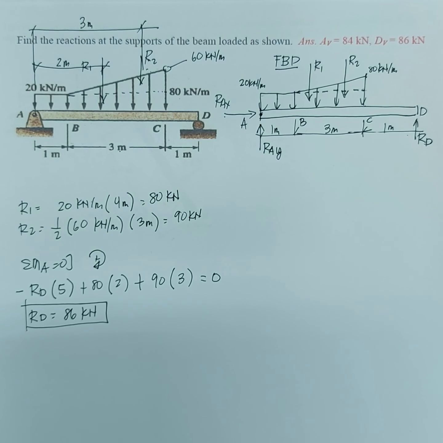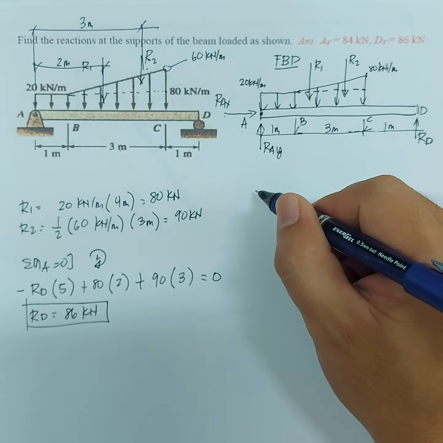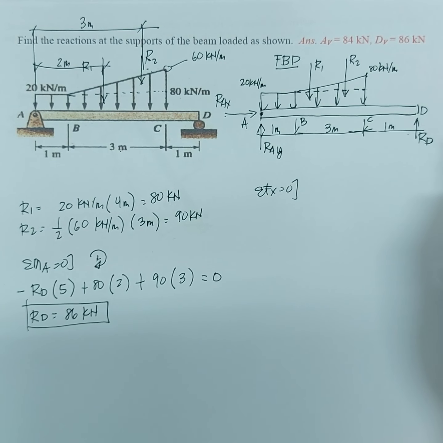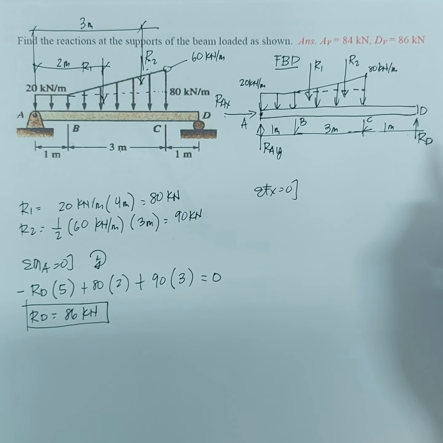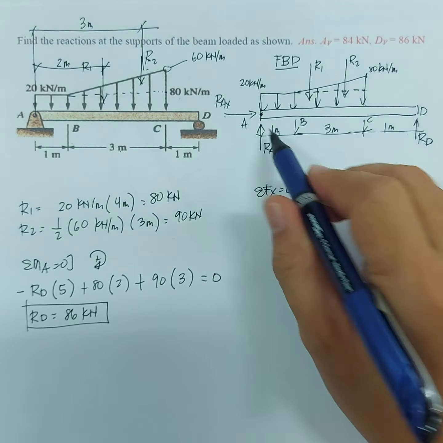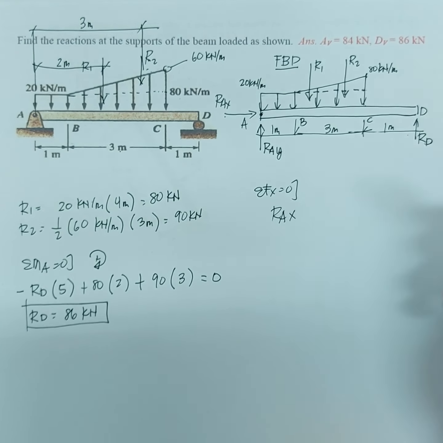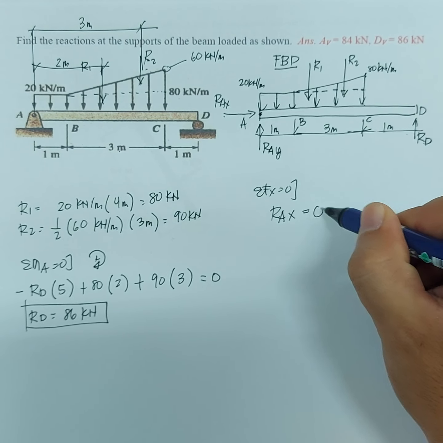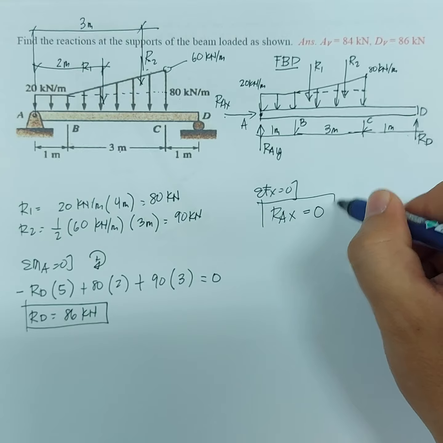Next naman, solve natin yung RAY and RAX. So, to solve for RAY and RAX, we still have two other equations. So, summation of forces along X is equal to 0. So, lahat ng horizontal forces i-add natin. Okay? So, ano yung mga horizontal forces? We have RAX. Ano pa? Wala na. So, RAX is equal to 0. So, walang RAX.